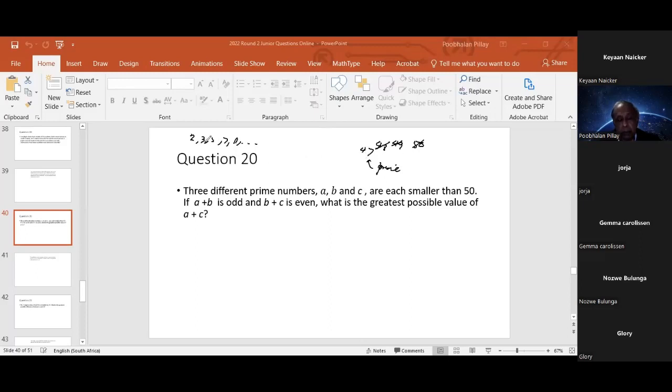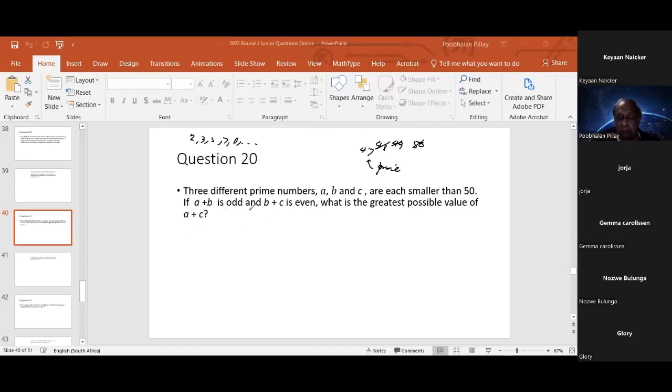So you got all the way 2, 3 up to 47. Those are the primes that we're looking at. Now, if A plus B is odd and B plus C is even, what is the greatest possible value for A plus C? Right, now we are in the danger zone, 20 to 25, right? So you have to use a lot of logic here.